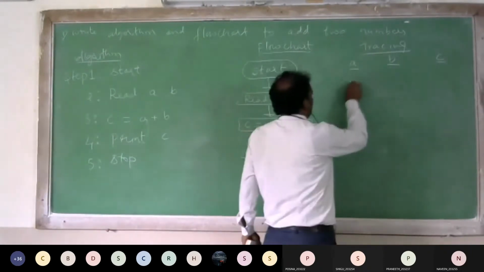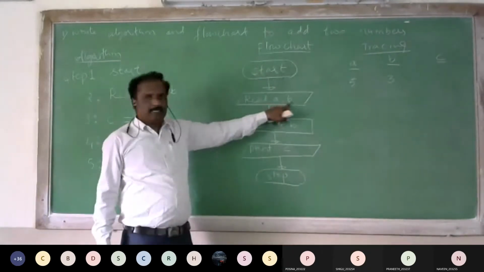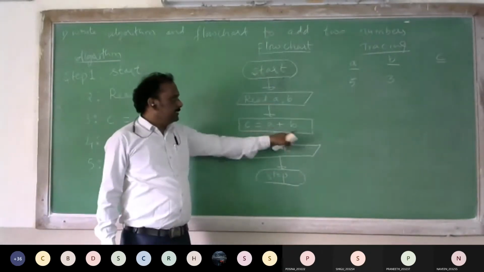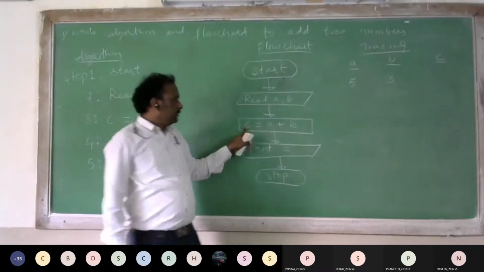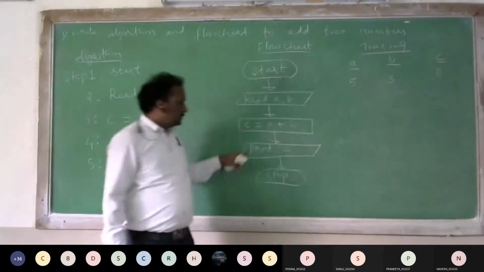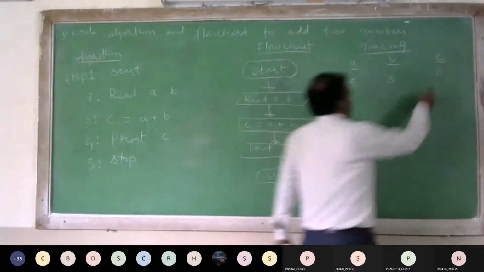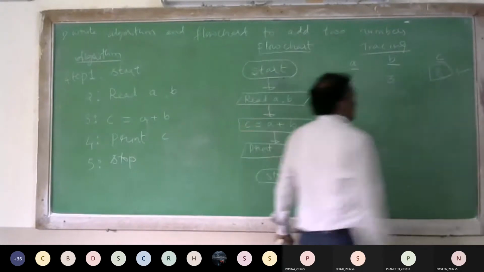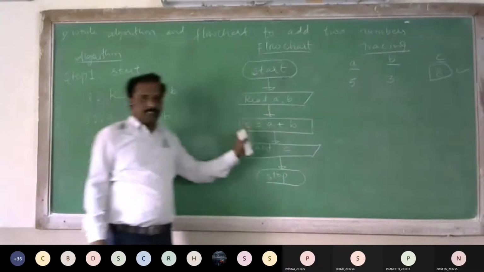Now say A is 5 and B is 3. What is the calculation? C is equal to A plus B. 5 plus 3, I am storing in C. What is the C value now? 8. So display C. Then stop. So this is the output. This is the algorithm and flowchart.